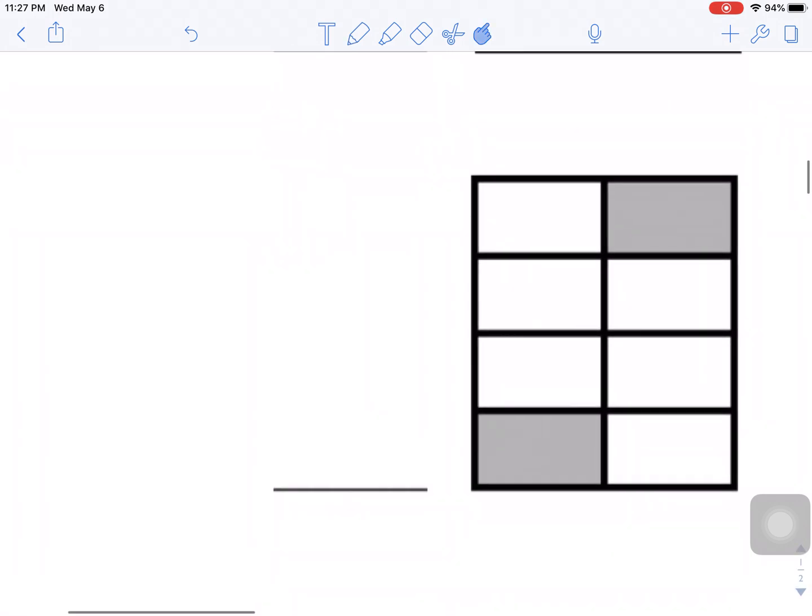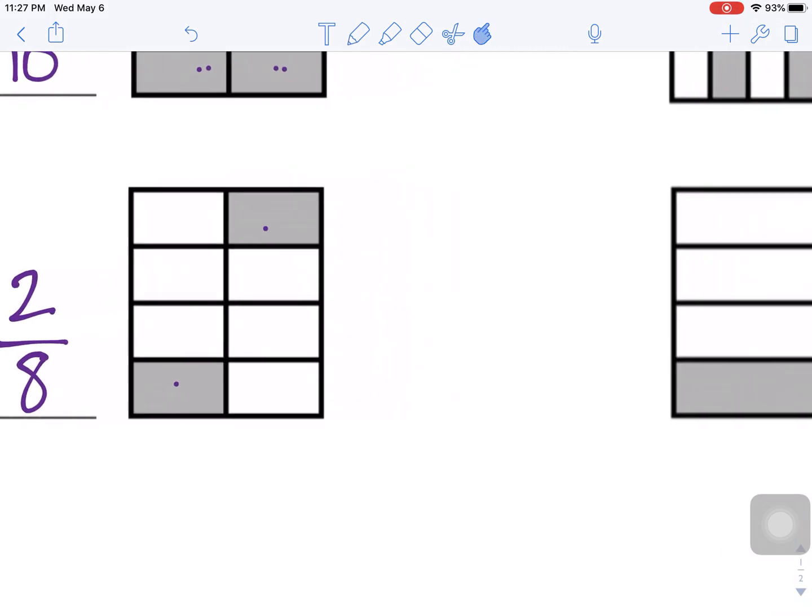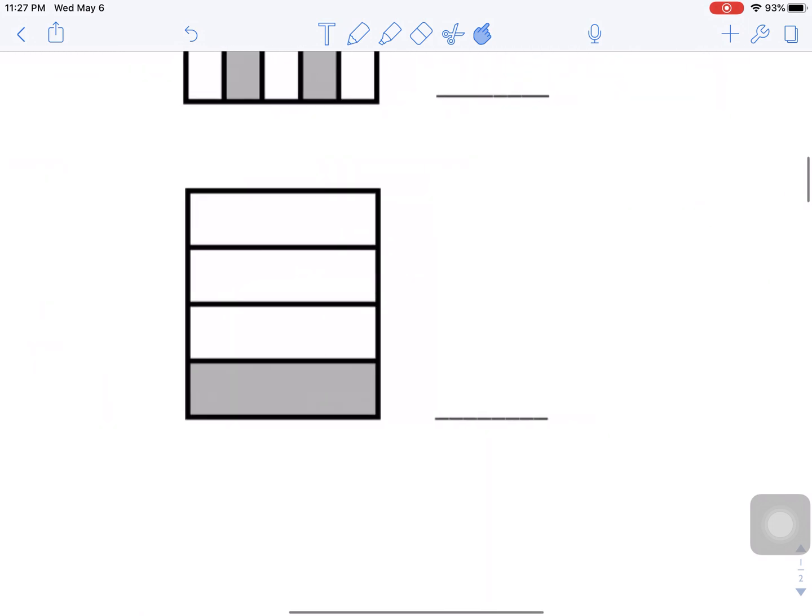And we got one more down here. How many total parts do I have? 8. Am I going to put 8 on the top or the bottom? If you said the bottom, you are correct. It's 8ths. And how many of those 8ths are shaded? I see these two right here. So I have 2/8. All right, we're halfway there at being able to identify our fractions.